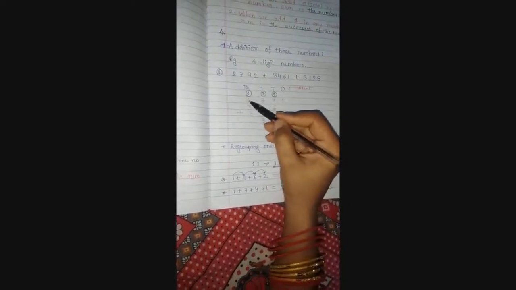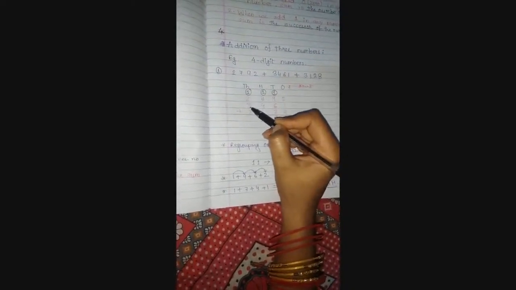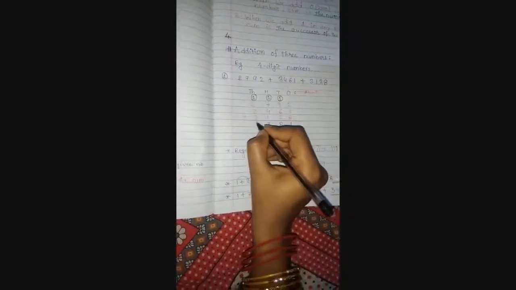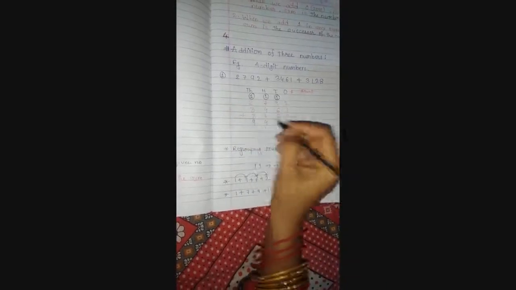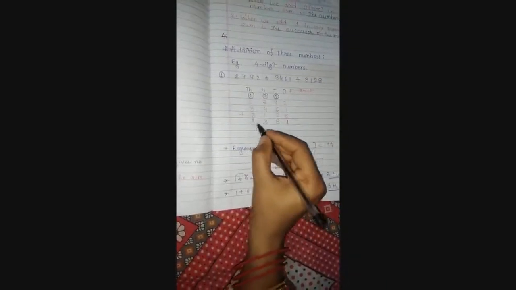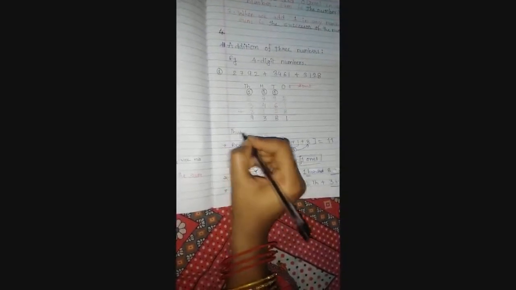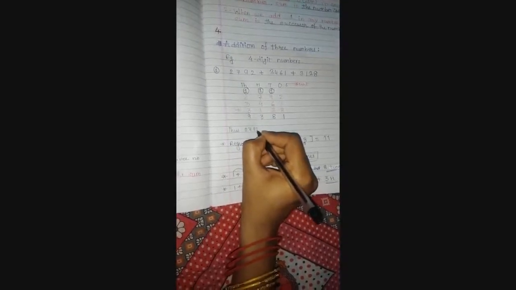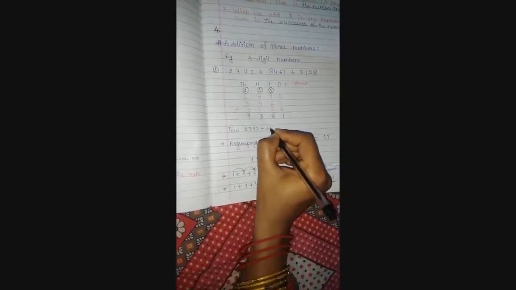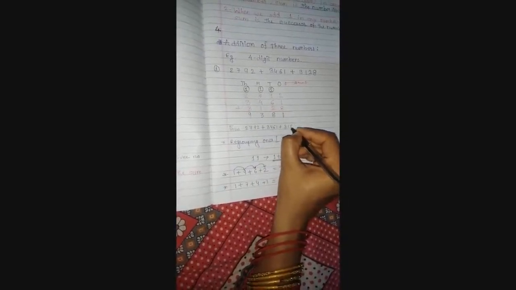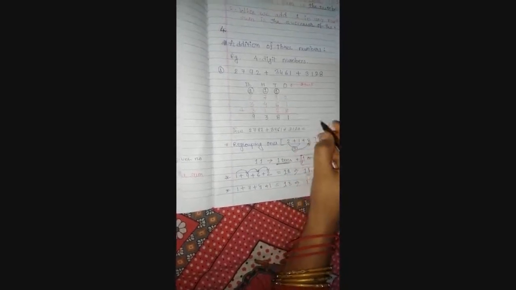Now 1 plus 2 is 3, 3 plus 3 is 6 and 6 plus 3 is 9. So we got 9 at the 1000s place. Thus our sum is 9381. What we can say? Thus 2792 plus 3461 plus 3128. The sum is 9381. I hope you understand this concept.